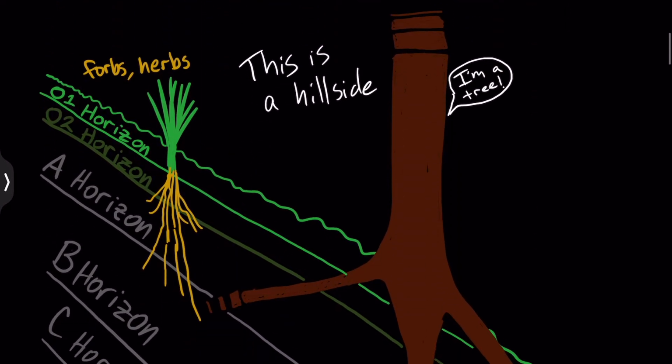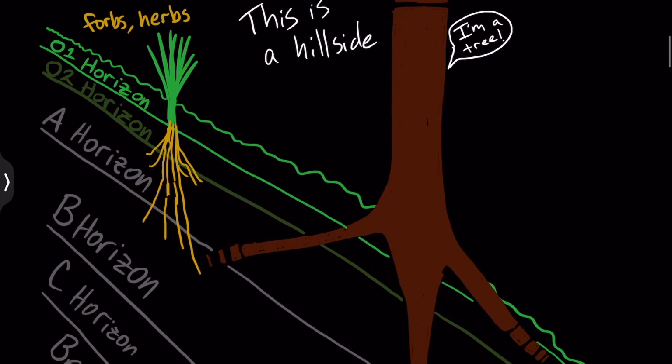So, consider the surface of the planet. This is a hillside looking from the side, so this is a cross-section of the hillside. Here we can see there's a tree growing out of this sloped surface. We've got some forest forbs or herbs, some ground cover, and then underneath the surface, going down from things like leaf litter, duff, humic material, we've got the O1 organic horizon, so the coarse debris horizon. We've got the O2 horizon, the pulverized or homogenized organic material horizon.